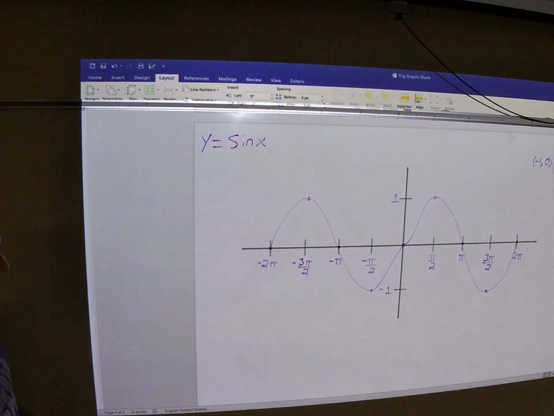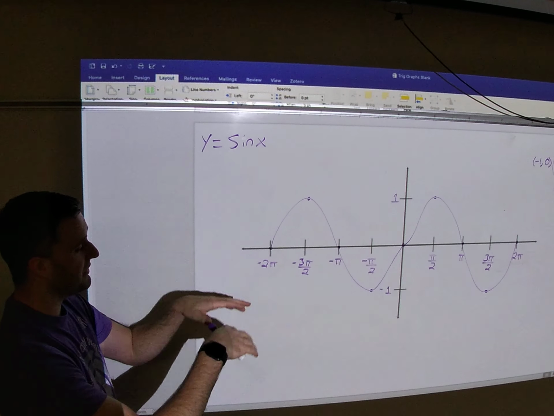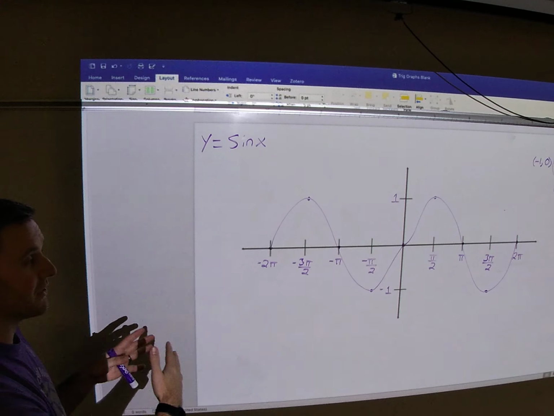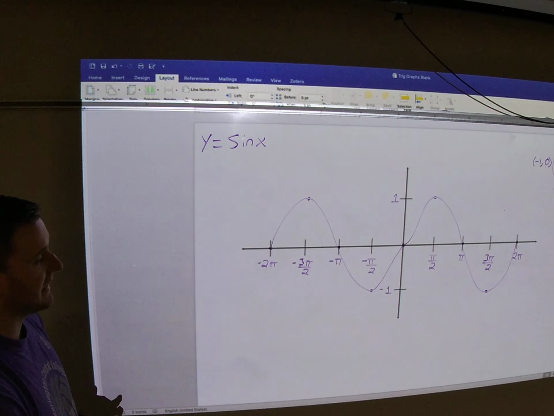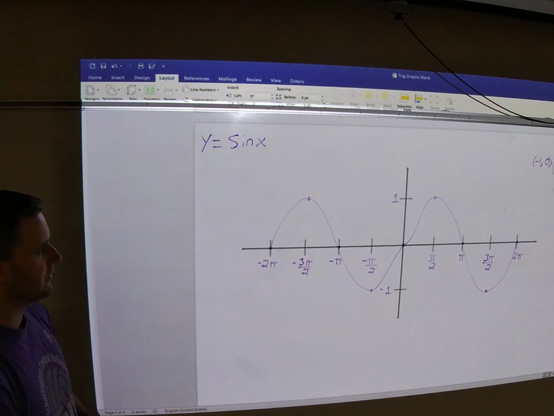With the sine function, we're going to talk about how we can stretch this, shrink this, move this up and down. We'll look at what happens if the period length changes, if the amplitude changes, and we'll talk about all those terms in future videos.